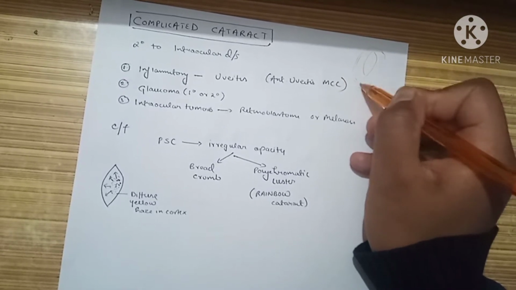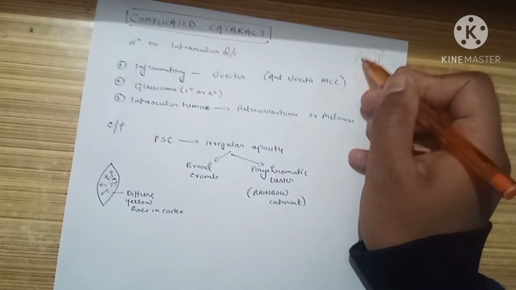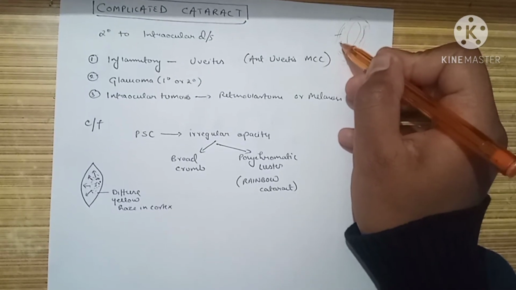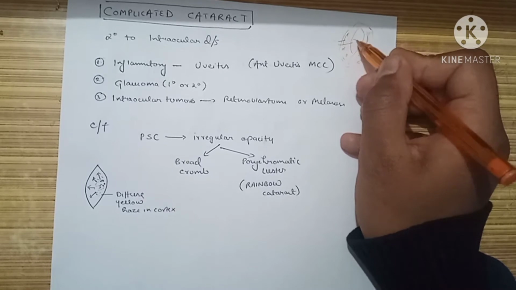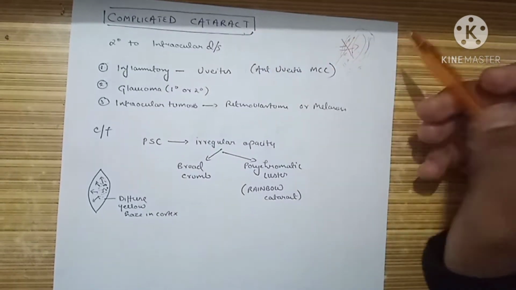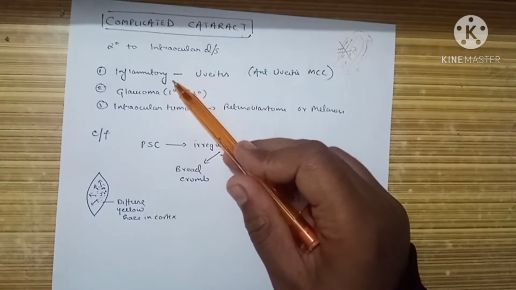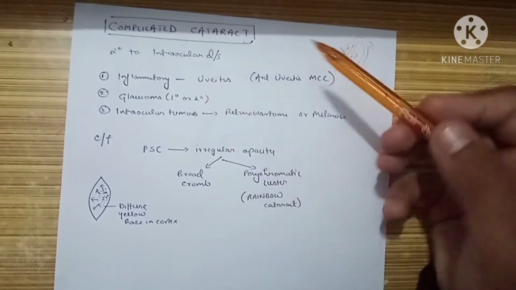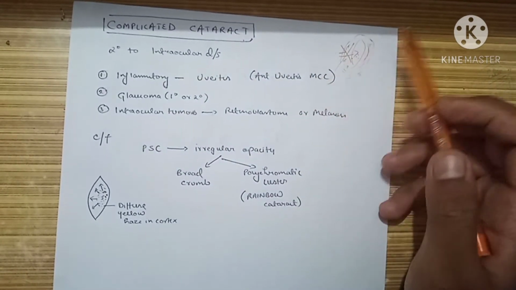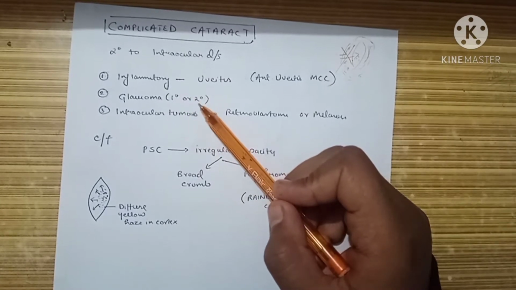So we have aqueous surrounding the lens and vitreous posteriorly, but the main supply comes from the aqueous. So any inflammatory condition of the aqueous hampers the nutrient supply to the lens, and this leads to the complicated cataract because of decreased supply of nutrient to the lens. So the first cause being inflammatory, that is uveitis, and the anterior uveitis is the most common cause of complicated cataract. The other causes being glaucoma, primary and secondary.